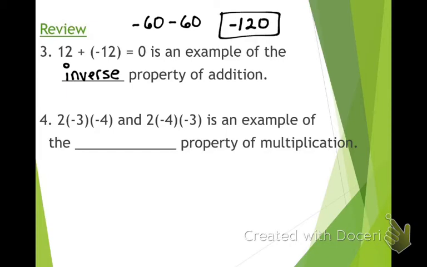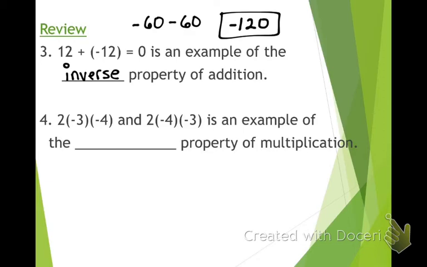Okay, next up, I want you to look at these. 2 times negative 3 times negative 4, 2 times negative 4 times negative 3. They look very similar, but can someone explain to me what's different about those two? They're both switched. The order is switched. Do you remember that big long word that I told you that you are allowed to switch the order of numbers? Not distributive. We didn't talk about it today. We talked about it in chapter 1.